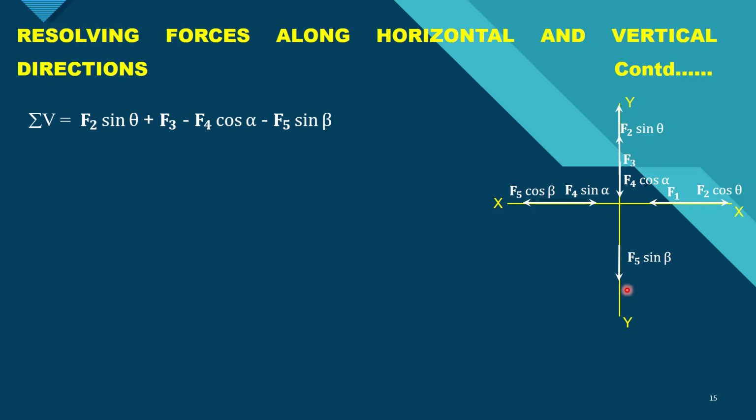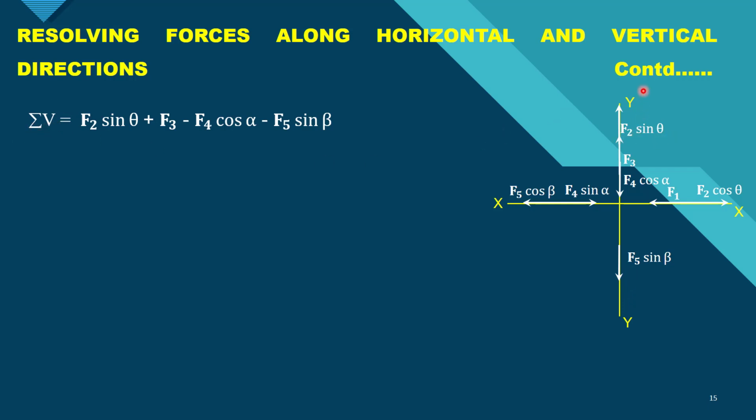If you consider the forces acting in the upward direction as positive, then we need to consider the forces acting in the downward direction as negative. Similarly, for the horizontal components, if you are considering the forces acting towards left as negative, the forces acting towards right will be taken as positive, or vice versa. So, we will consider upward as positive and downward as negative, and forces acting towards right as positive and towards left as negative.